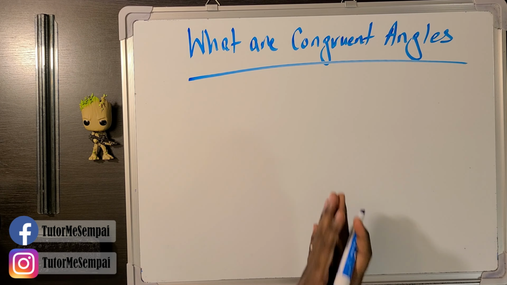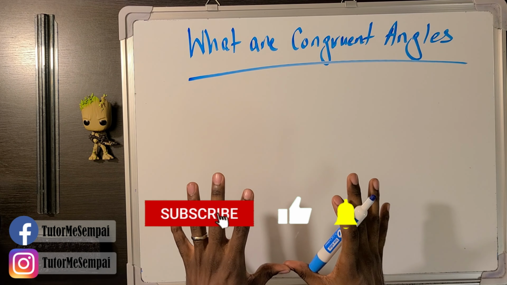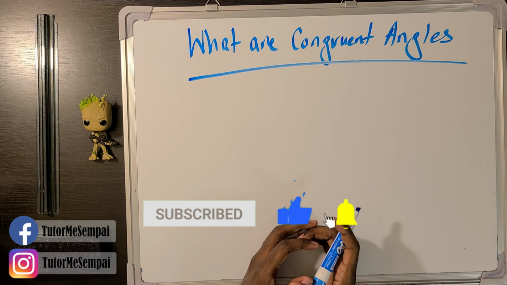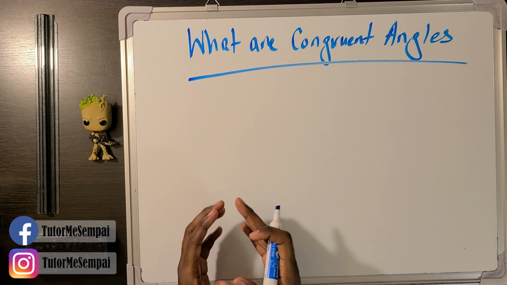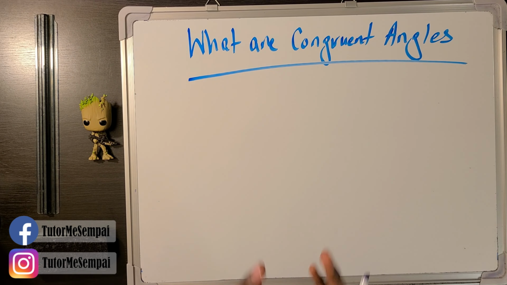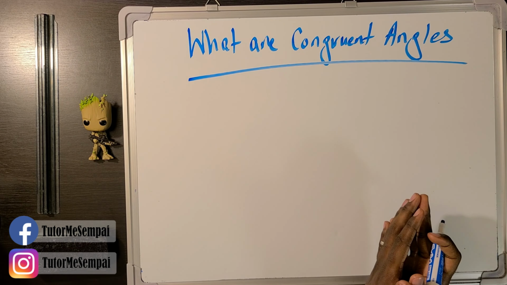Congruent angles are actually very simple, so let's jump directly into the definition and you'll see exactly what I mean by that. Angles are considered congruent only if they have equal measure. Once again, angles are considered congruent only if they have equal measures.